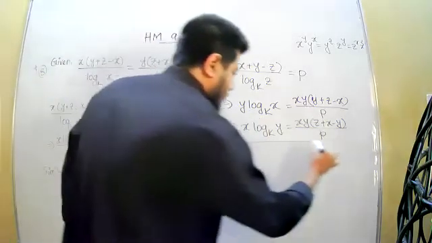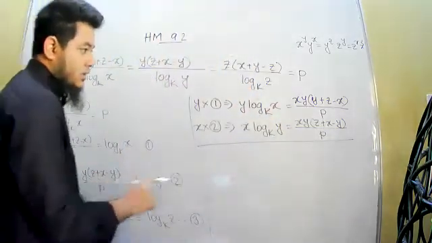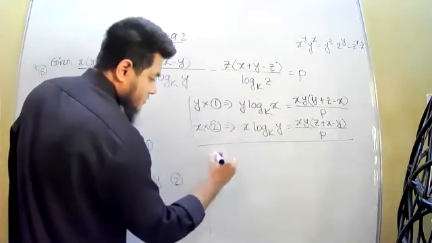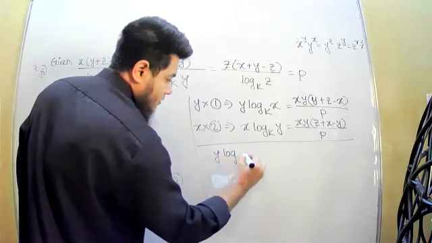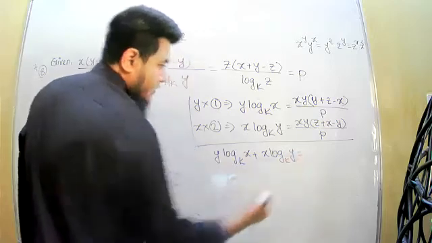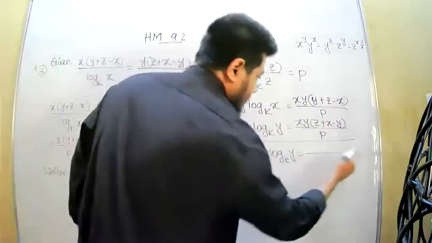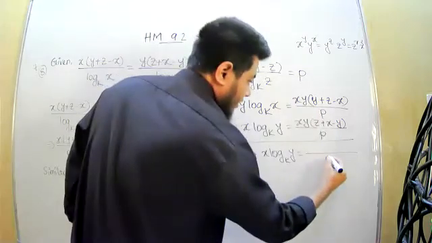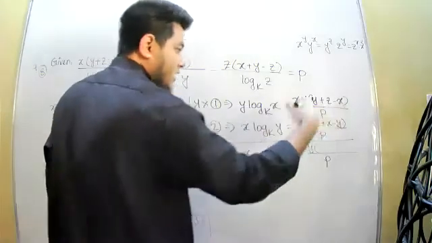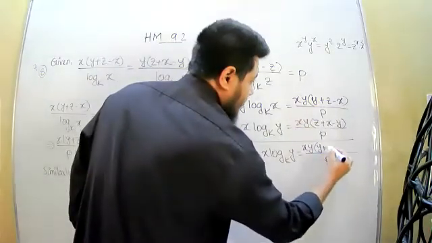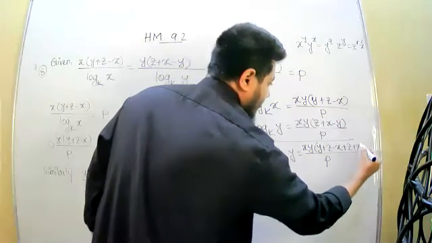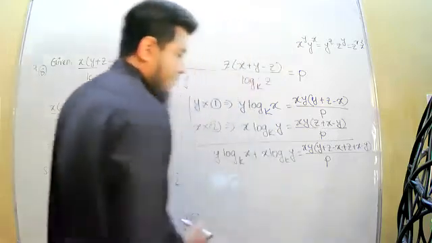So what we can do, we can add now. Okay. So if we add, then what we will get? y log k base x plus x log k base y. It will be equal to, you see, when we add them, p and xy can be taken common, right? So we just add the things inside: y plus z minus x plus z plus x minus y.